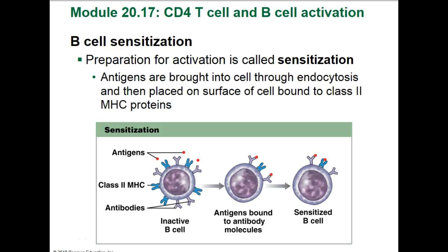Okay, now, that was activated T helper cells. Now let's talk about how B cells become sensitized. Preparation for activation is called sensitization with the B cells. Antigens are brought into the cell through endocytosis. Okay, so B cells can actually actively take in foreign particles themselves, and then they'll place the antigen on their surface bound to a class II MHC protein.